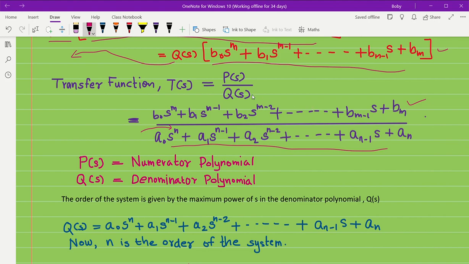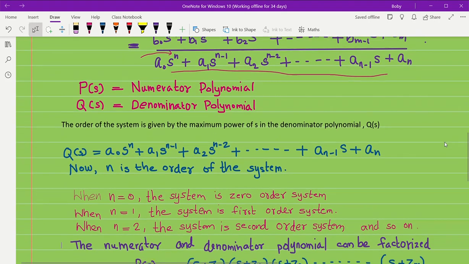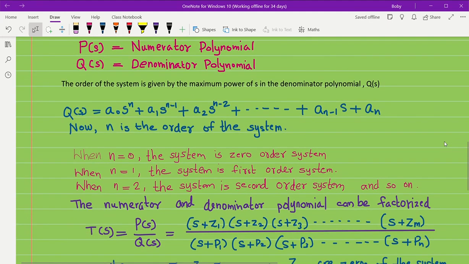So we can see the denominator polynomial Q of s is given by a0 s power n plus a1 s power n minus 1, etc., up to an minus 1 s plus an. That means n is the order of the system here. When n is equal to 0, the system is a zero order system. If n is equal to 1, then the system is a first order system.